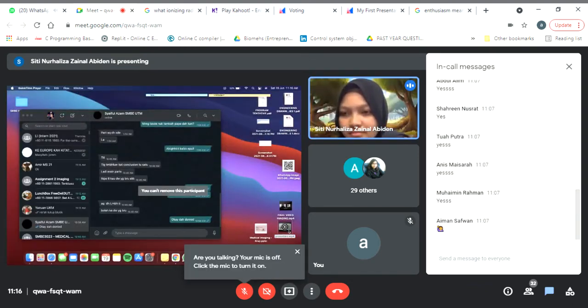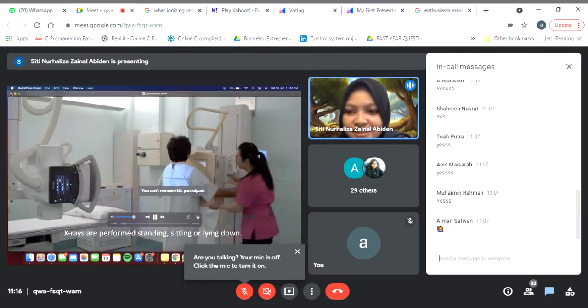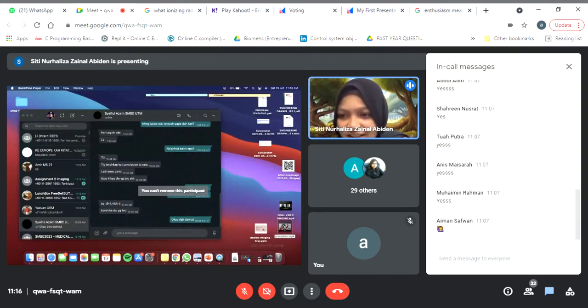In the X-ray, the MIT will have you standing, sitting, or lying down. In the X-ray room, the MIT will have you stand and only X-ray the part requested by your doctor.